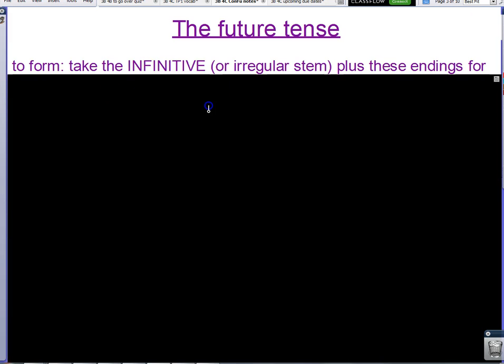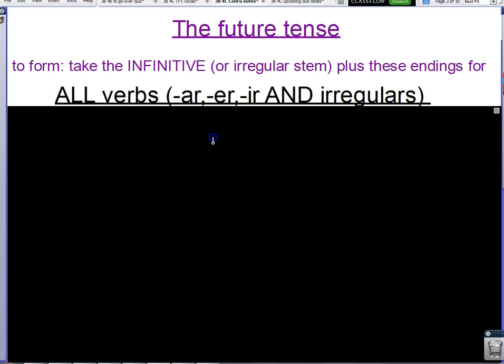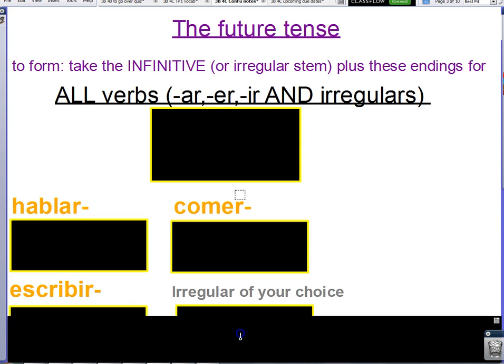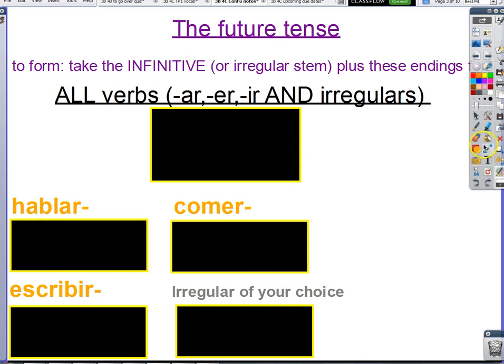The future tense, as you know, to form it, you take the whole darn infinitive or the irregular stem plus these endings for all verbs, AR, ER, IR, and irregulars. And like I said, you already know your future endings, so I will expect to see them here. Shoes in a shoebox, 5 accents. And then, because you guys are just so smart, I'm going to ask that you also include a full chart for these verbs, including their definitions. Here, instead of writing irregular of your choice, pick one of those irregulars and give me a full chart for it. Don't leave it topless. So here will be reference for the future tense.